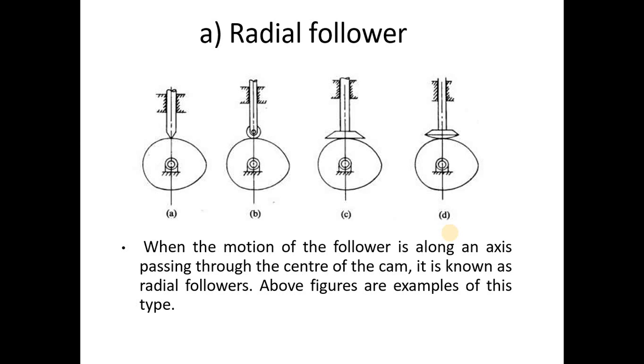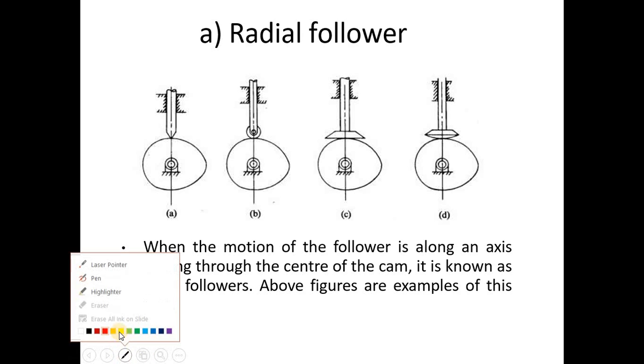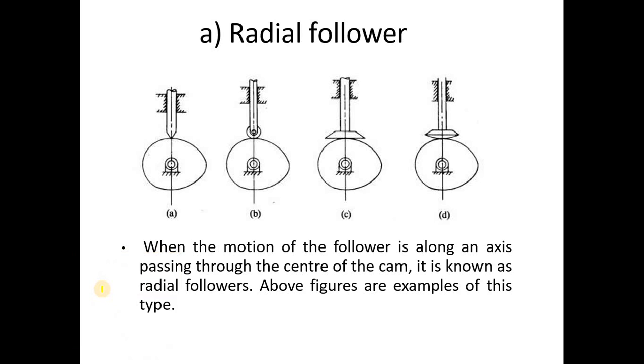When the motion of the follower is along the axis passing through the center of the cam, look at this, the axis of the knife edge or roller follower or flat faced follower or spherical follower, these are the different types of followers, but the axis of the follower and the axis of the cam must coincide. When the motion of the follower is along the axis passing through the center of the cam, it is known as a radial follower. The figures above are examples of what we call a radial follower.